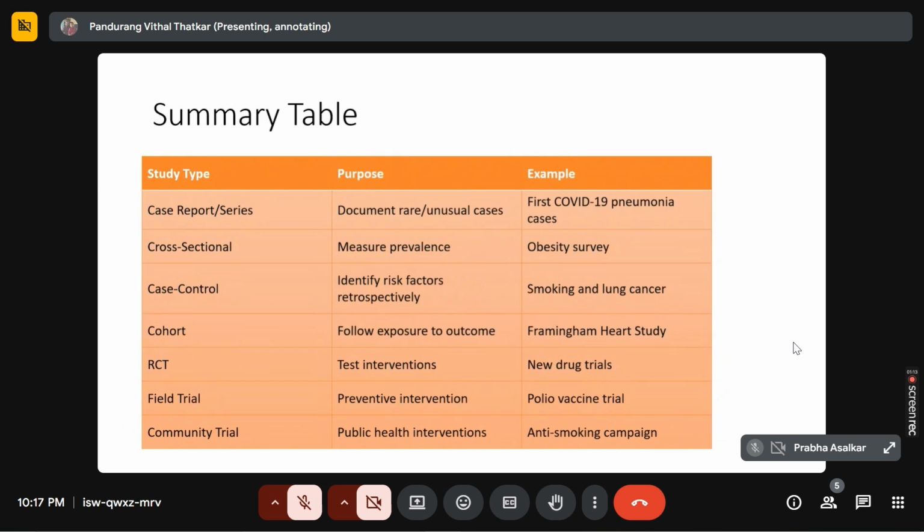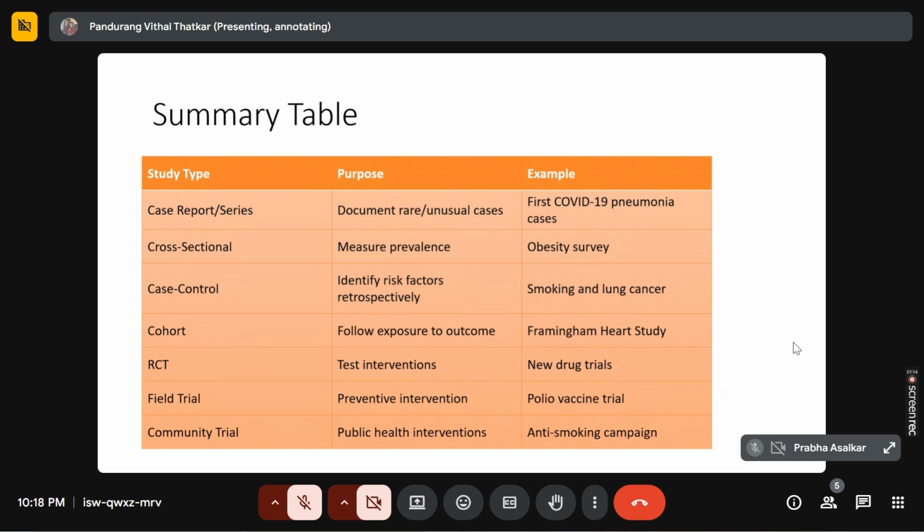This is the summary table: the study type, purpose and example. For example, for the first COVID-19 pneumonia case, we can prepare a case report. Then obesity survey is a type of cross-sectional study. Here we can measure prevalence of obesity. Then case control, here we identify risk factors retrospectively, smoking and lung cancer, for example.